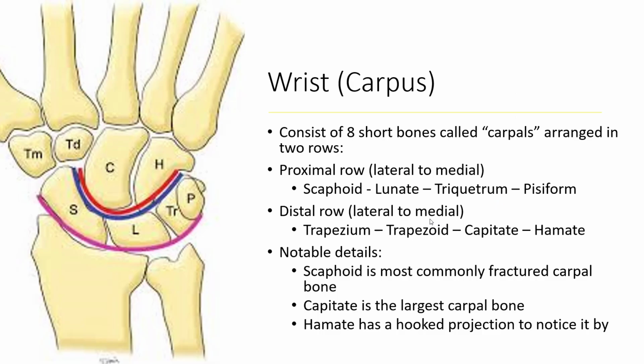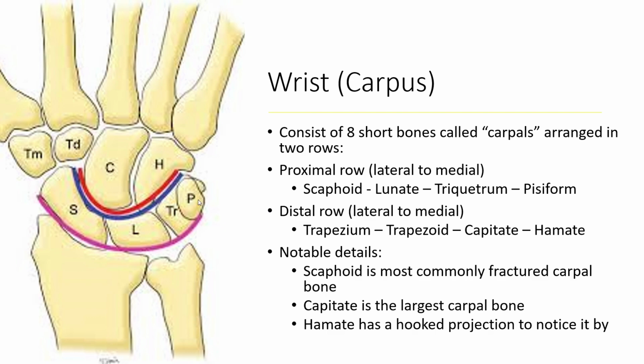Sorry. So moving down to the wrist, we also call it the carpus. The bones themselves are called carpals, and there's 8 of them. We arrange them into rows. They're more of arcs, as you can see here. This one's less of an arc, more of a row. But we have a proximal row, which is close to the forearm, and a distal row close to the metacarpals.